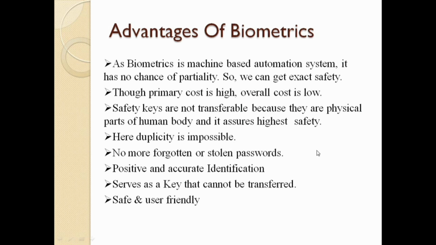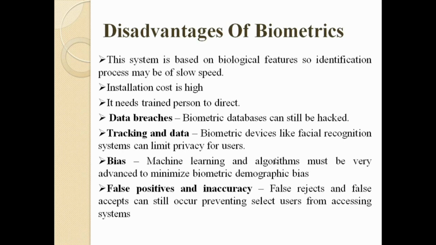Now we'll discuss a little more on the disadvantages of biometrics. This system is based on biological features, so the identification process may be a bit slow in speed. It can be slow somewhat when you have to verify your practical data against the copy of data in your software database. So it can be slower in speed. Installation cost initially is very high. It needs trained persons to direct the full phase of operation.